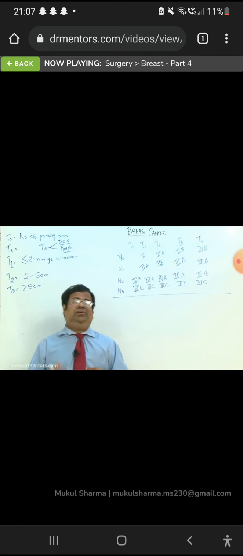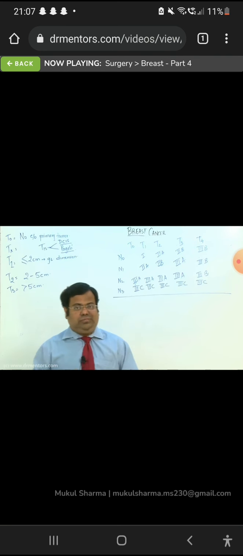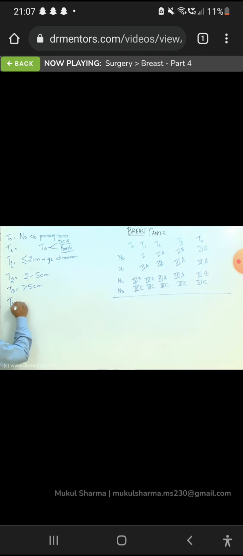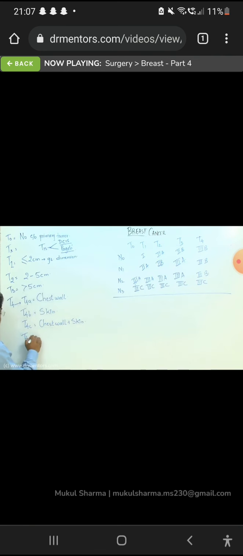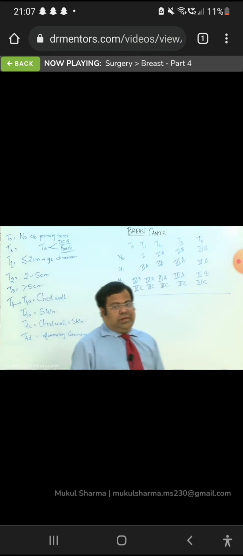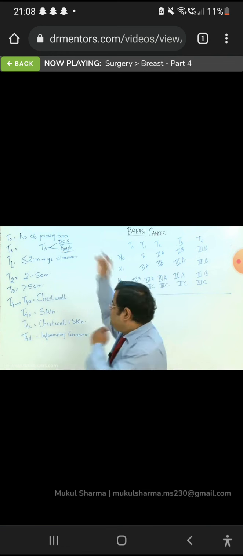Now what happens when the tumor starts invading other tissues like the skin or the chest wall? Then it goes to T4. In T4 we have T4a, where there is invasion of the chest wall. We have T4b when there is invasion of the skin. We have T4c, a combination of both, where the chest wall as well as the skin have been invaded. And then we have T4d, where there is inflammatory carcinoma.